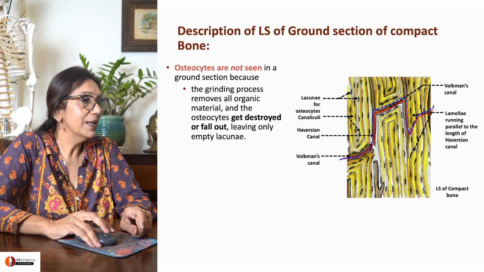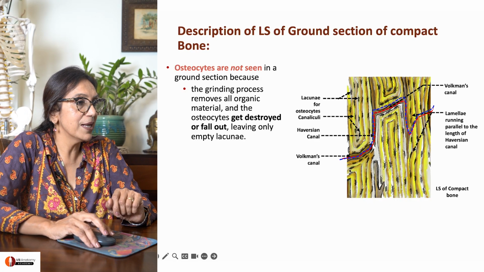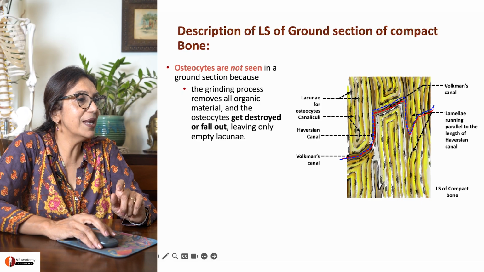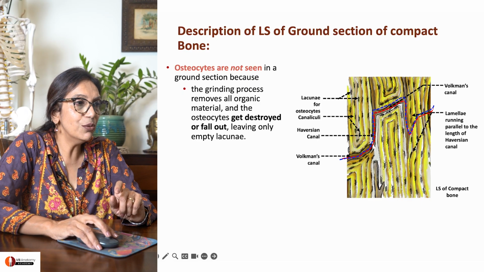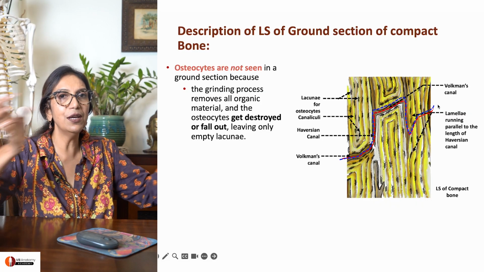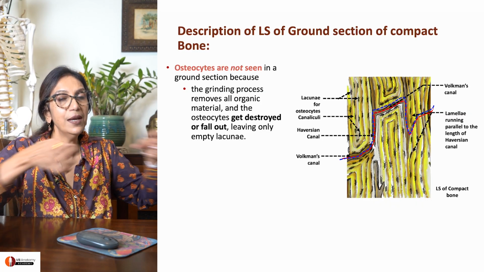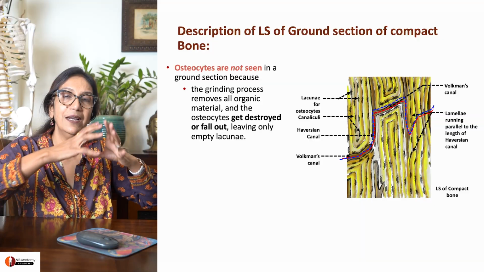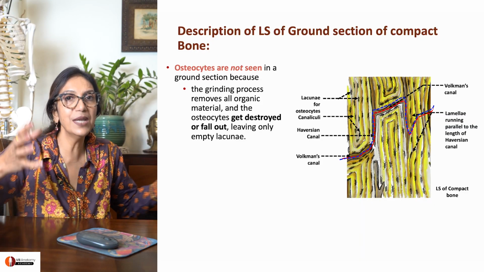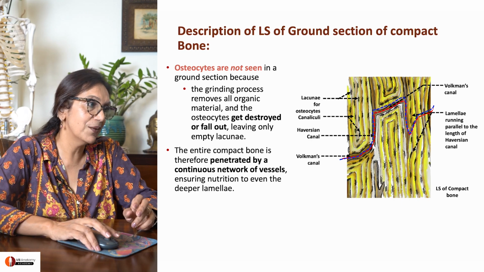Also remember, this is how nourishment will pass from Haversian canal through Folkmans to the next Haversian canal, through Folkmans to the next Haversian canal. And then from the Haversian canal, it oozes out through canaliculi to the edge of the concentric lamellae. Okay, that's how nourishment passes through the entire bone. Right.